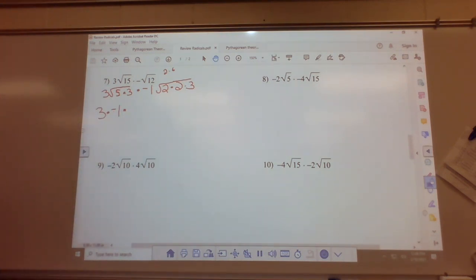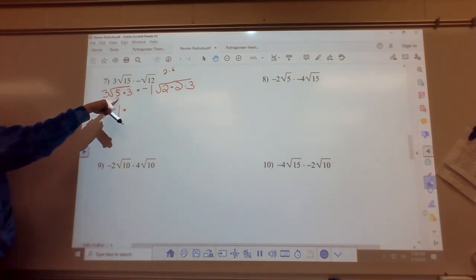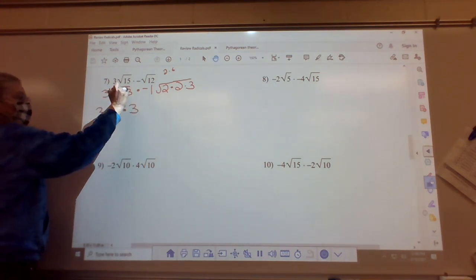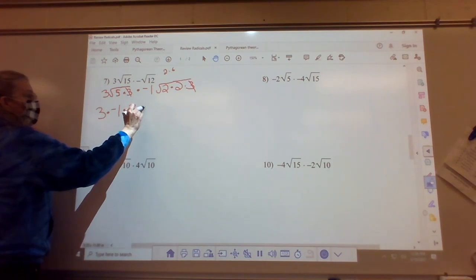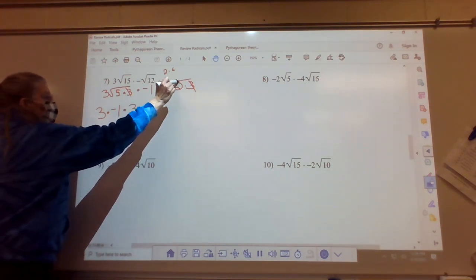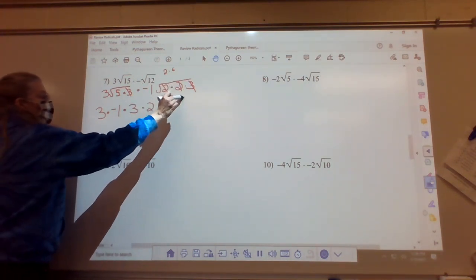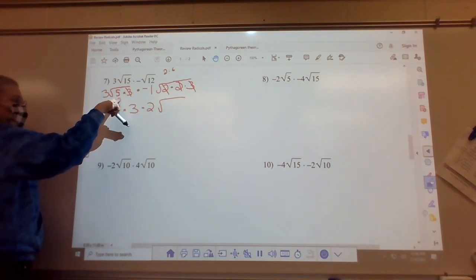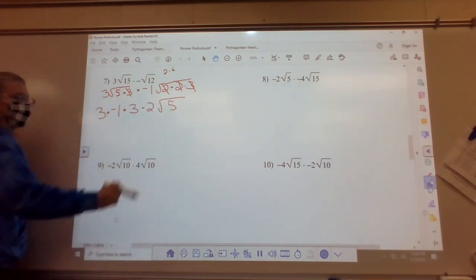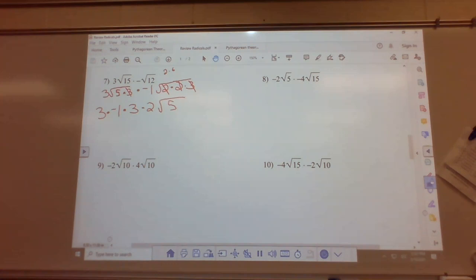Now I got to start pulling anything else that can come out. So what can come out? 2, 3, and 5. The 2's and the 3's, but does the 5 have a partner? No. So the 3 can come out because the 3 had a partner. The 2 comes out because the 2 had a partner. The 5, it's lonely. It stayed home. So the 5 stayed under.